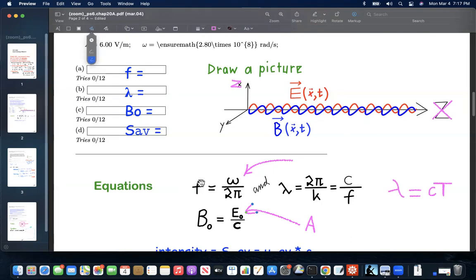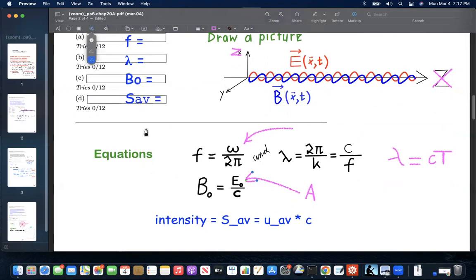Well, from here we can calculate F. Once we know F, we can calculate lambda because C is 3 times 10 to the 8 meters per second, 2.998 times 10 to the 8 meters per second. So we can calculate lambda. From this, we can calculate B0. And now what about the intensity?